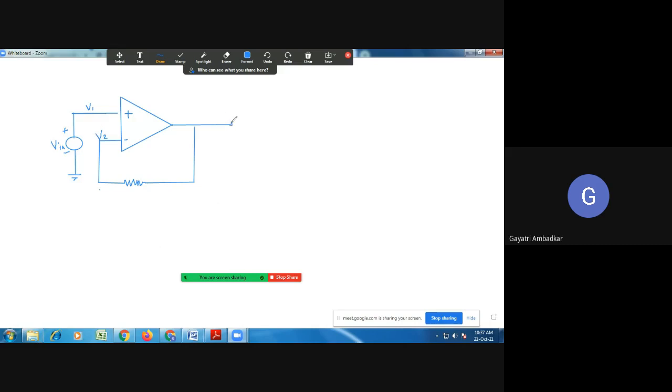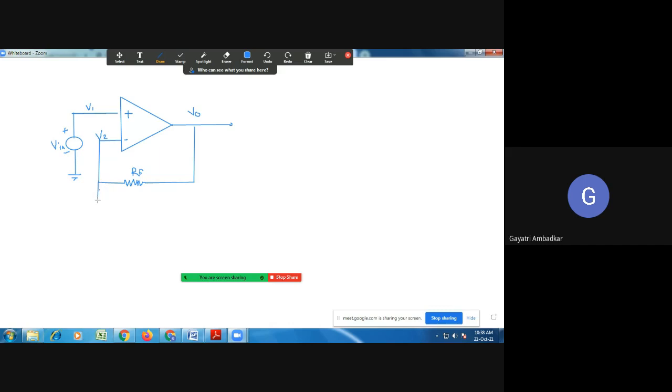Here there is output available at pin number 6. So output and input are there. Part of the output we are connecting back to the input, so this is the feedback path. And we will connect a voltage divider network. This is a resistance RF, which is connected between output and input. And I will connect another resistor.